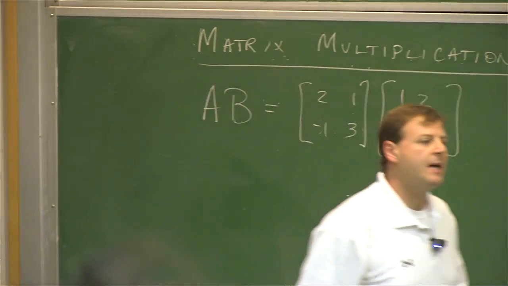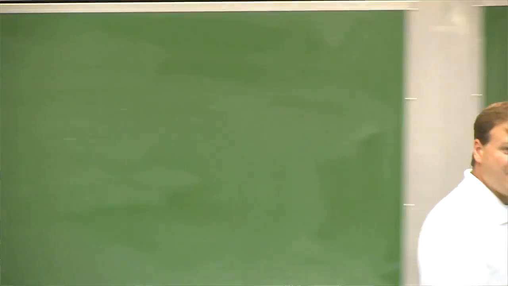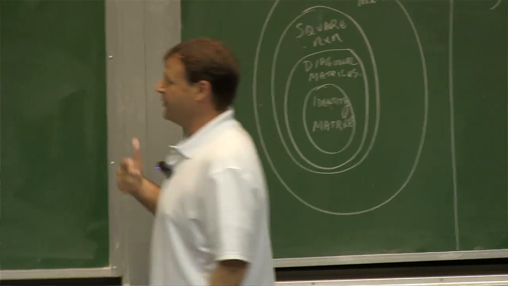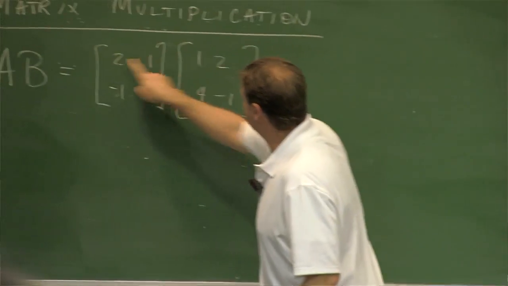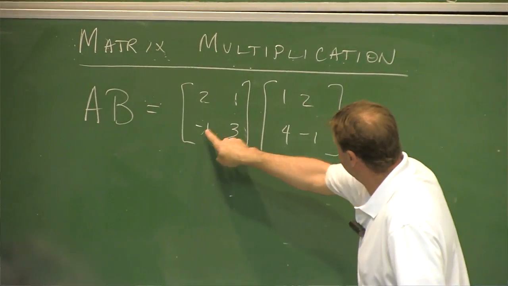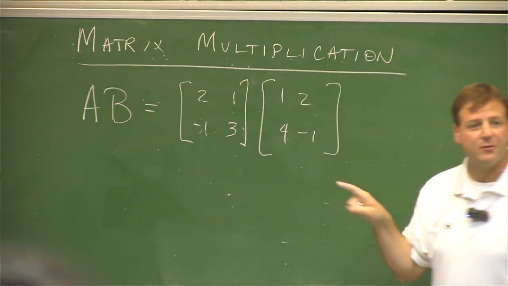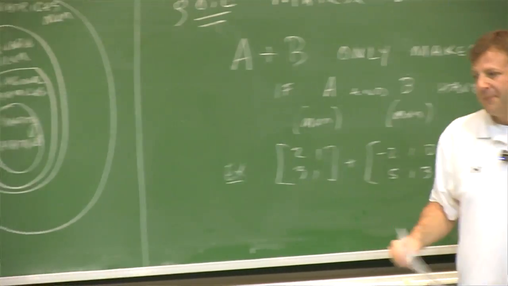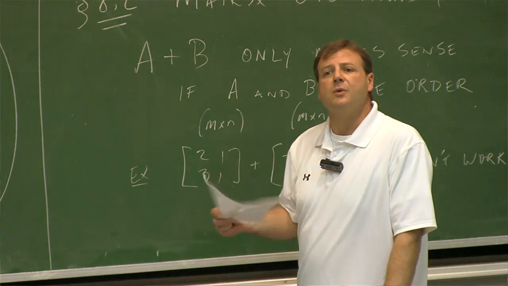Now, if we play that same game where I say, stick them up, tell me what the answer is, then your intuition would be, well, I'm just going to go 2 times 1, and then 1 times 2, and then negative 1 times 4, and 3 times negative 1. And you would not live past that encounter, because it's wrong. Okay, so the intuition doesn't work here.